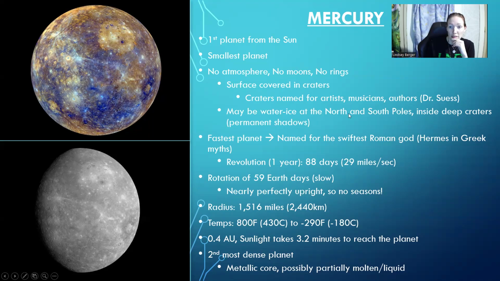We suspect there may be water ice at the north and south poles, which are in those really deep craters, because guess what? When you're in a really deep crater, you don't ever see the sun. So it's permanent shadows, which means it stays frozen, even though it's so close to the sun. It's kind of crazy. If you look at the temperatures on Mercury, this is one of the wildest temperature changes. If you are in direct sunlight on Mercury, the temperatures get up to 800 degrees Fahrenheit. But if you're in a shadow, down in one of those really deep craters with the proposed water ice, it's down to negative 290 Fahrenheit.